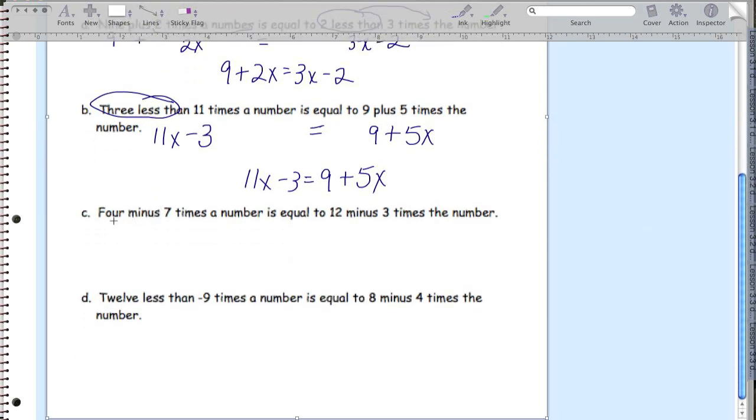Letter C, 4 minus 7 times the number is equal to 12 minus 3 times the number. 4 minus 7x is equal to 12 minus 3x. And letter D, 12 less than negative 9 times the number would be that, equal to 8 minus 4 times the number. And there you have it.